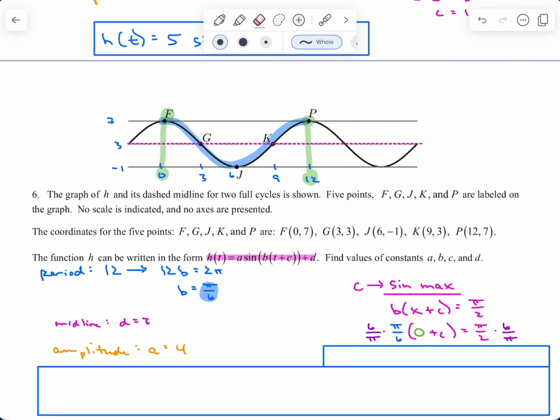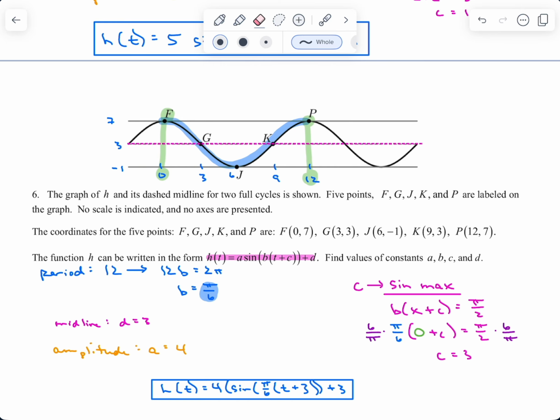When you multiply by the reciprocal, you end up getting 0 plus C equals 3, and anytime it's just plus 0, don't worry about it. So my final equation is h of t equals 4 times the sine of pi over 6 times t plus 3, and then plus 3 for the midline.